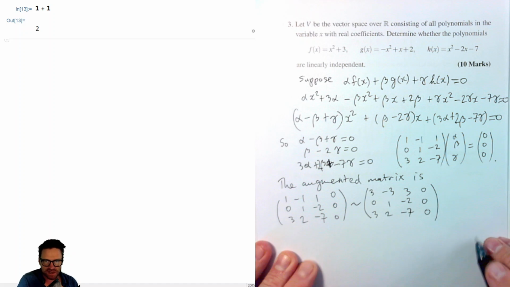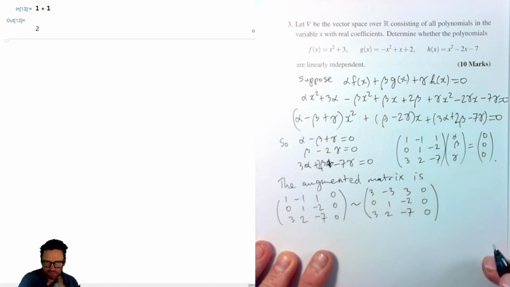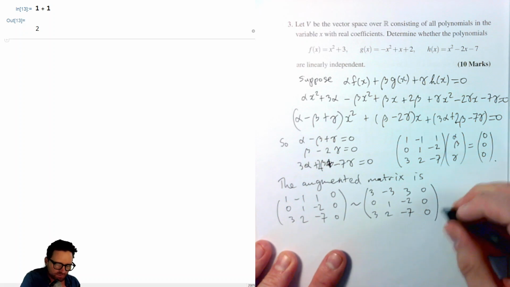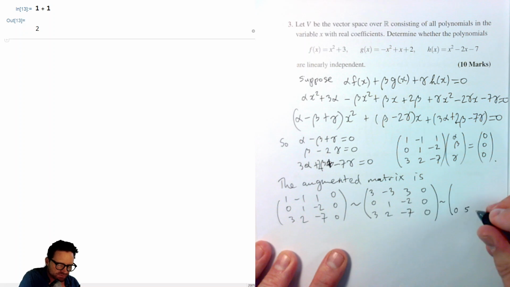And the reason to do that is so that I can subtract row 1 from row 3 and replace row 3 with that, which we'll do now. So 3 minus 3 is 0. 2 minus minus 3 is 5. Minus 7 minus 3 is minus 10. And 0 minus 0 is 0.